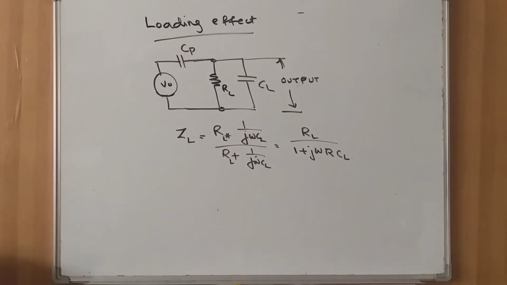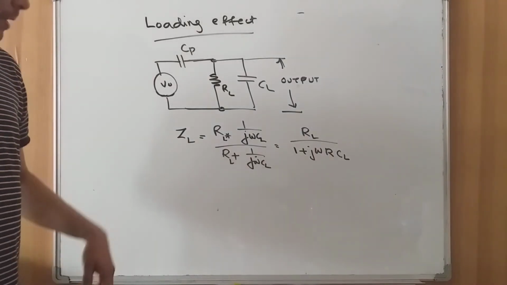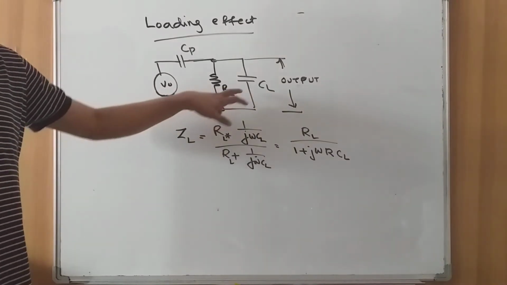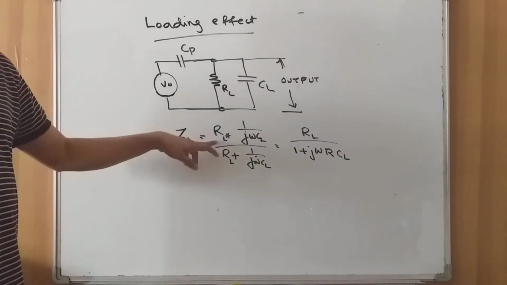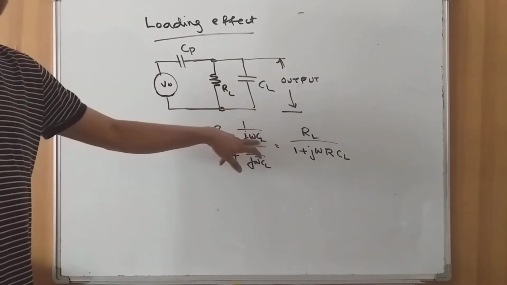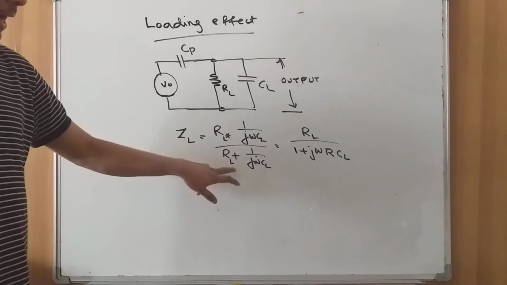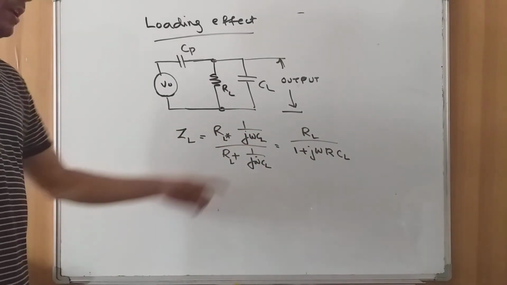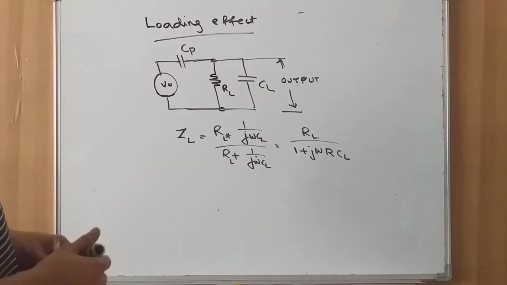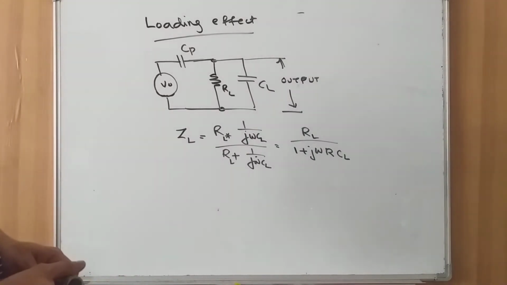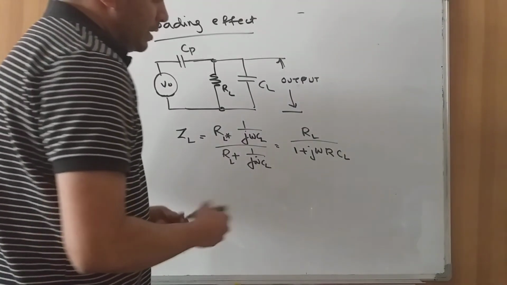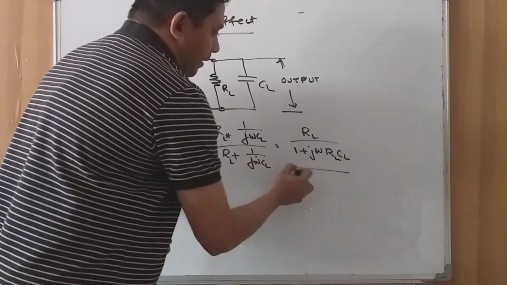Now let us try to find the load impedance ZL, which is nothing but the parallel combination of RL and CL. So, RL into 1 divided by j omega CL, divided by RL plus 1 divided by j omega CL. If we simplify, we will get the relation ZL equals RL divided by 1 plus j omega RL CL.